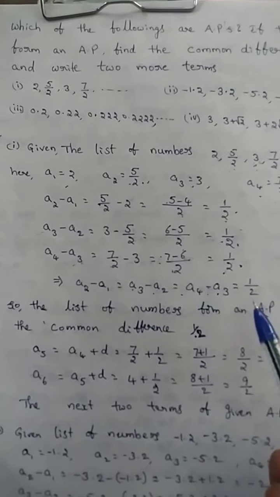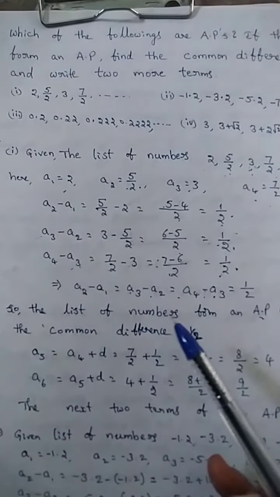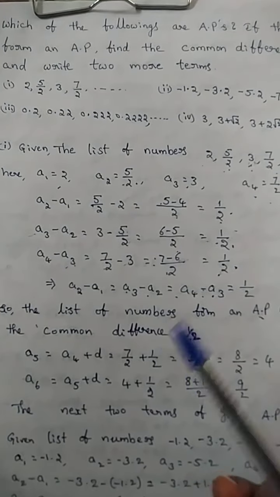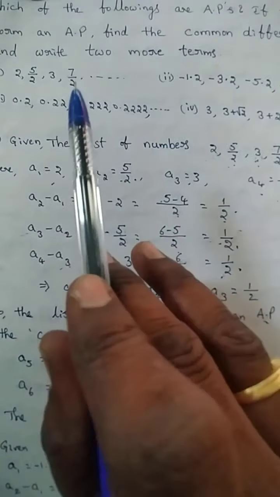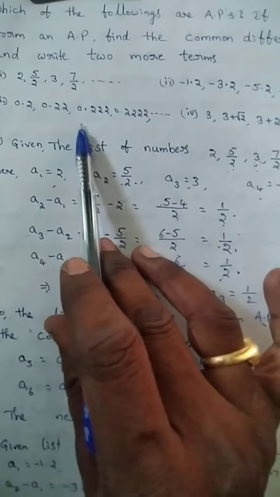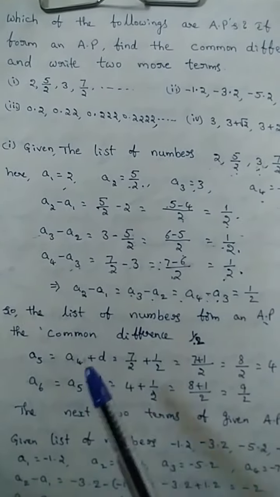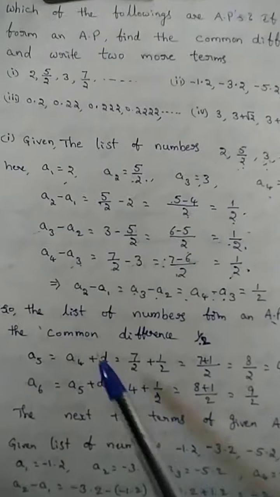So if the given list of numbers are in AP, then you can find the next two more terms in the list of numbers. How many terms are known here? Just 4 terms are known. Okay, then we can find the fifth term and sixth term in the problem. So what is the fifth term?